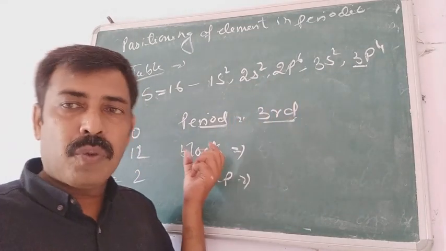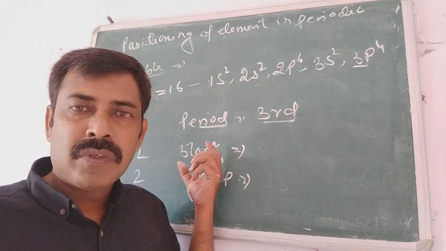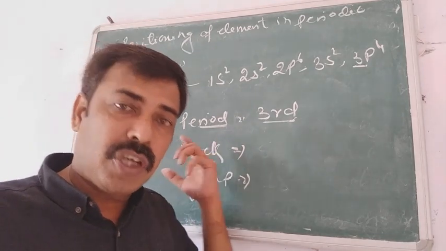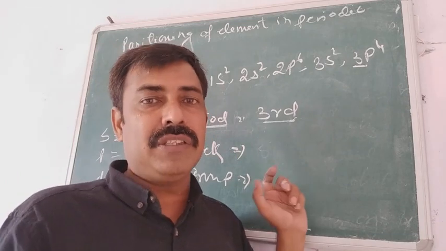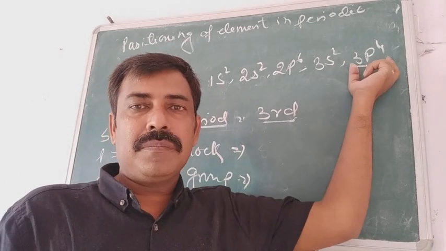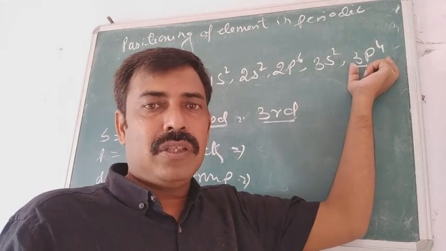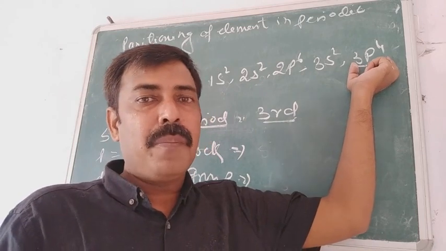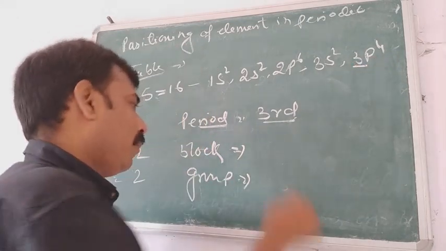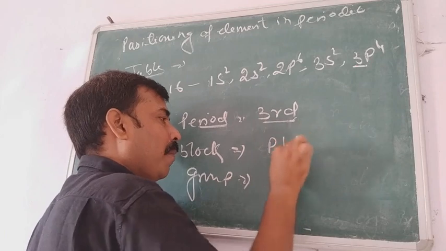Now we are trying to find the block. Actually, it is the subshell in which the last electron is entering. Here you can see the last electron is going into the p subshell, and so the block will be the p block.